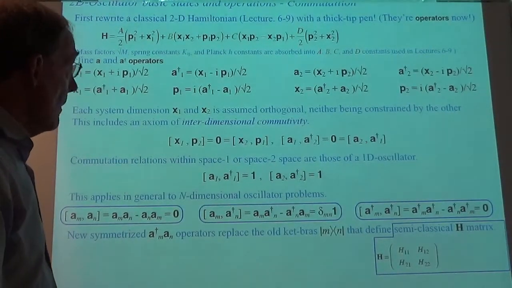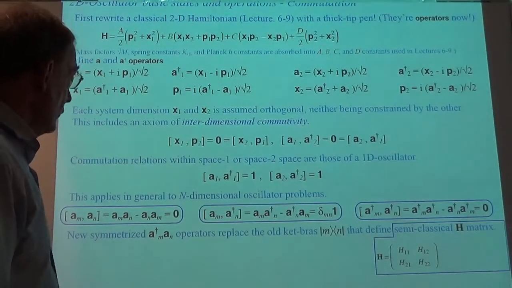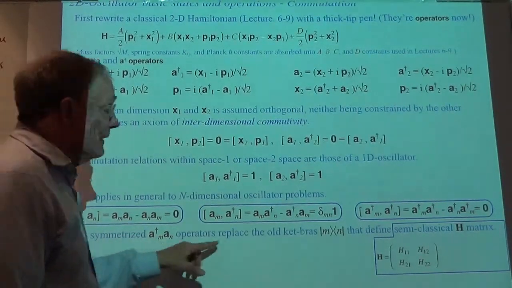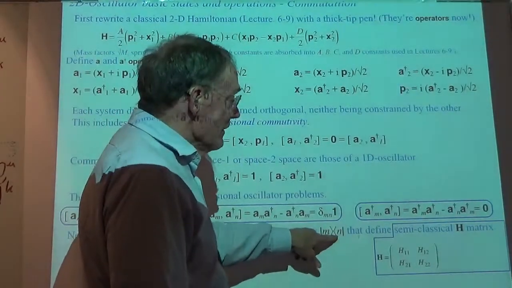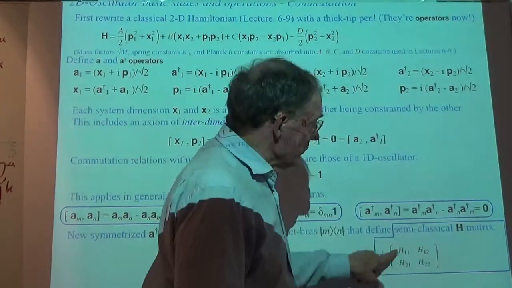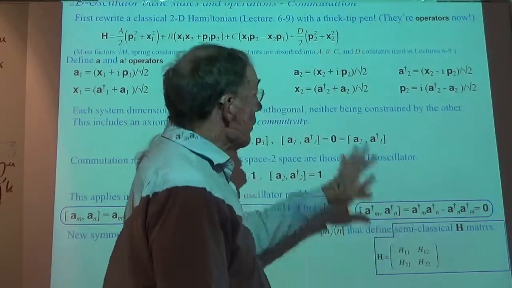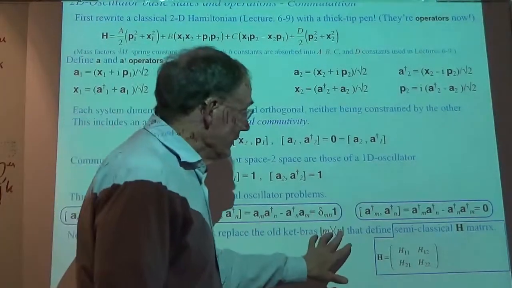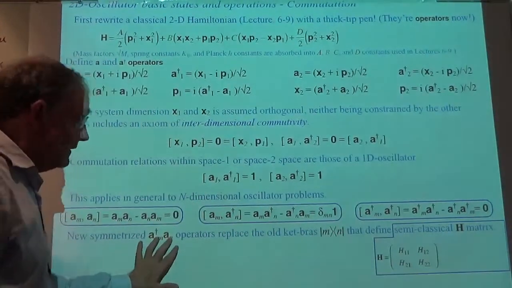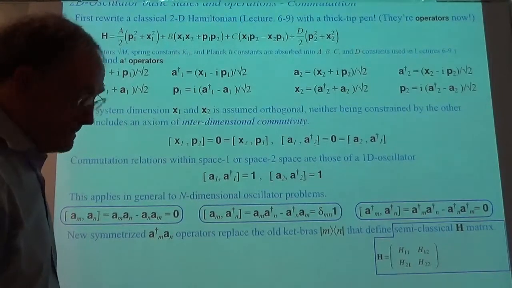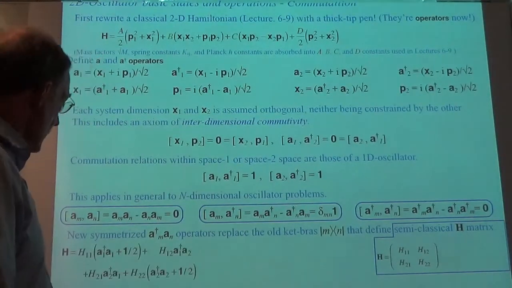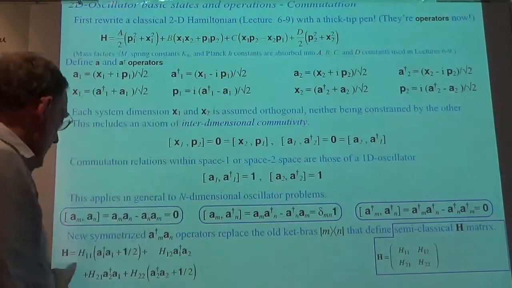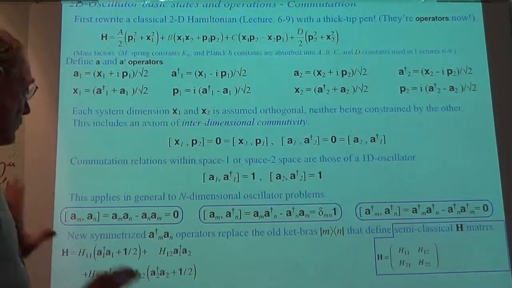Okay? Now, what we're going to do is we're going to take these quantities and replace the old ket-bras that made our semi-classical H matrix. Okay, our analog to the two-state quantum system, this is going to be replaced by that. That's the main trick here. That is, we're going to write our full quantum mechanical Hamiltonian, this thing, like that. And that works.